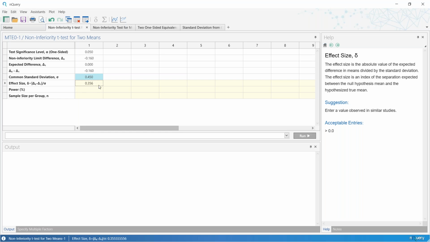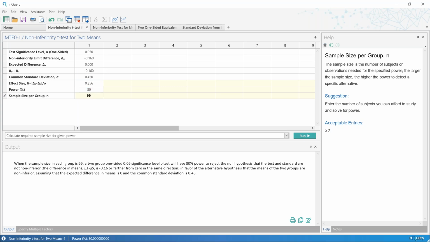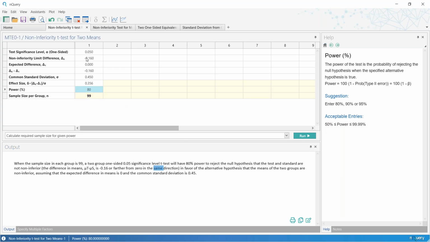And this would be considered a medium-ish effect size on the Cohen standardized effect scale. And then they needed a power of 80%. And that gives a sample size of 99 per group. And you note here there's a small verbal summary, and you can copy and paste that or edit that as needed. And you can see that that's relatively easy to calculate. So for most non-inferiority calculations, there's not really a huge amount of complication involved.